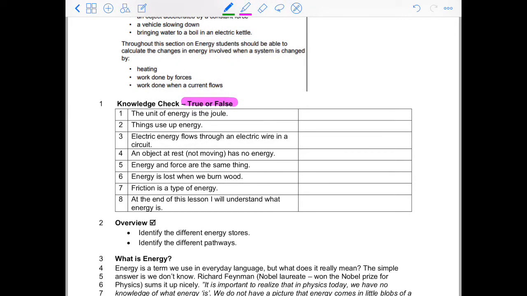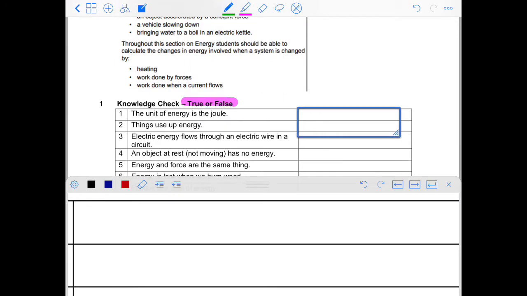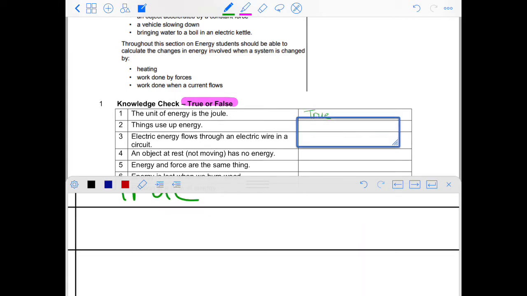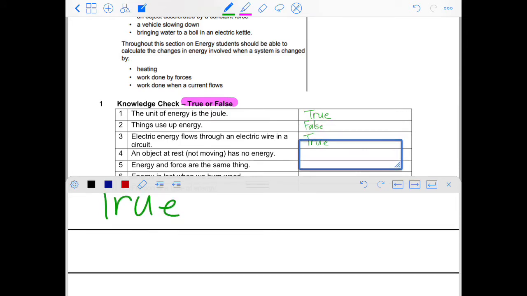Over the answers now, switching to your feedback color so you have all the correct answers in. The unit of energy is the joule. This is true. Things use up energy. This is in fact false, and we will be talking more about that in today's lesson. Electrical energy flows through an electric wire in a circuit. This is true. Hopefully you remember from year 8.